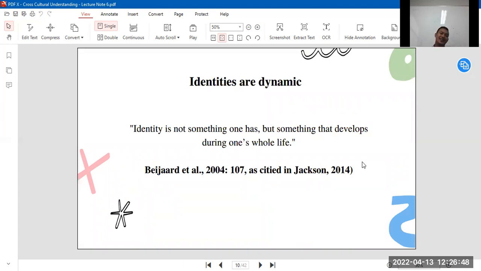The answer is probably in this case. We learn that identities are dynamic. Bayesian et al. 2004 explains that identity is not something one has, but something that develops during one's whole life.